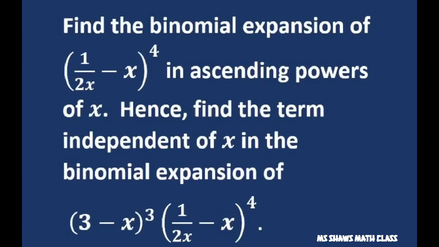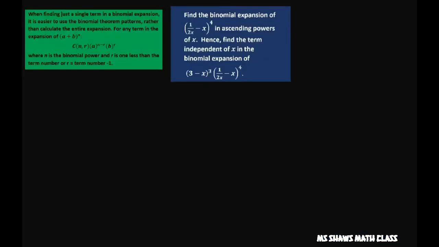Everyone, we're going to find the binomial expansion of this expression, 1 divided by 2x minus x to the fourth power, and write it in ascending powers of x. And then we're going to find the term independent of x in the binomial expansion of this whole expression here. So we'll get started. We're just going to have to expand this expression.